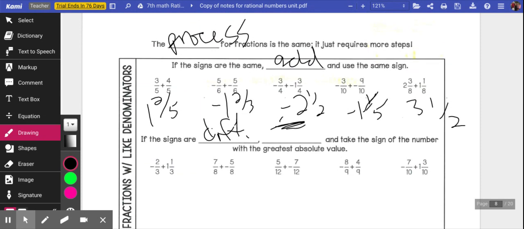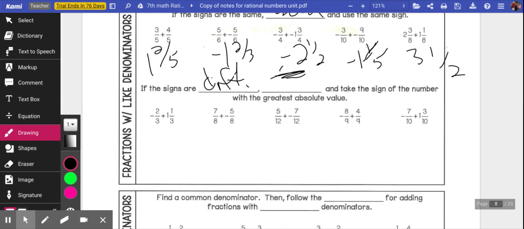So on the first one, 1 1/3 is bigger than 2/3. So now we have to either borrow or change that into 4/3. And if you do that, it makes it a lot easier. So if we turn this into 4/3, then we subtract and get 2/3, and the sign of the bigger number is positive.